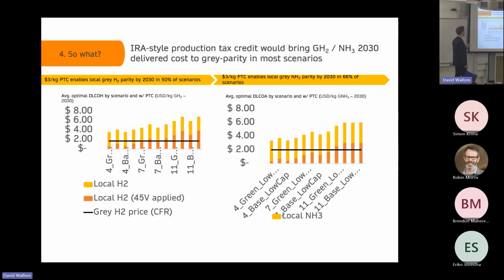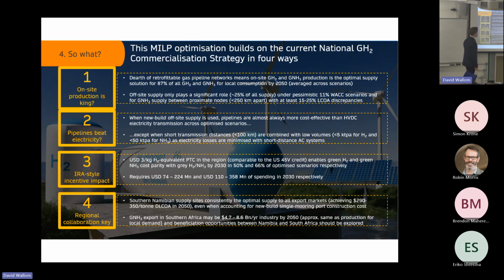One last point. So this is looking at an Inflation Reduction Act type of green ammonia production credit. Basically, the key point here being if we were to introduce that kind of incentive, like has been introduced in the US, suddenly green hydrogen and green ammonia becomes competitive with grey hydrogen and ammonia in South Africa by 2030 in the majority of cases. So definitely something to consider there.